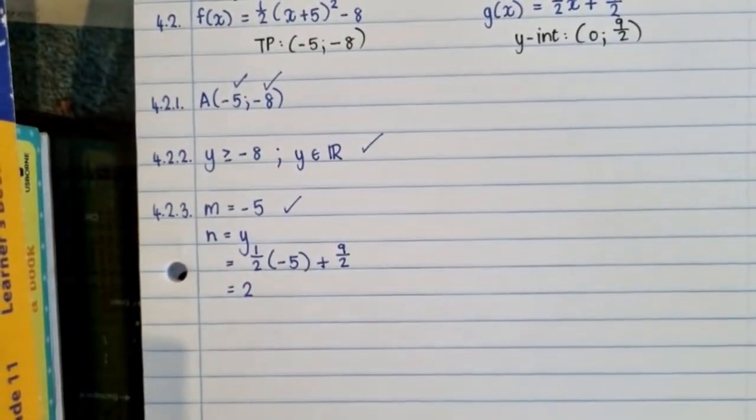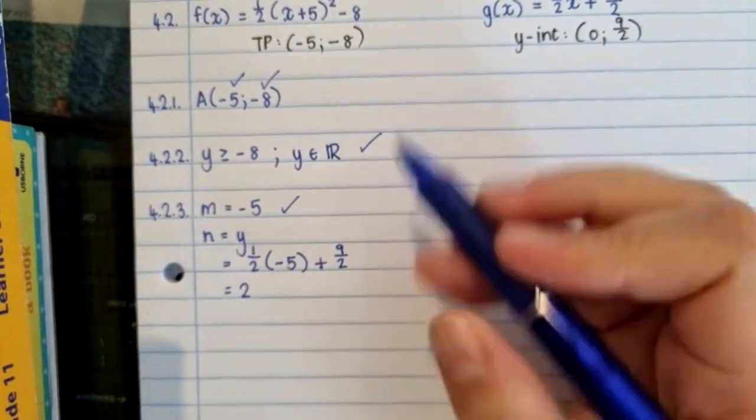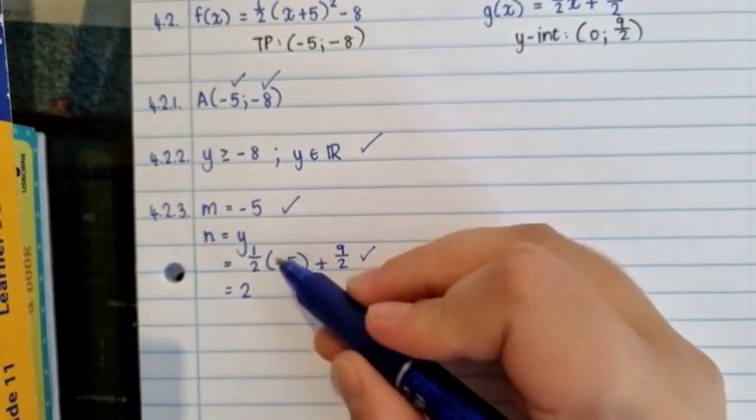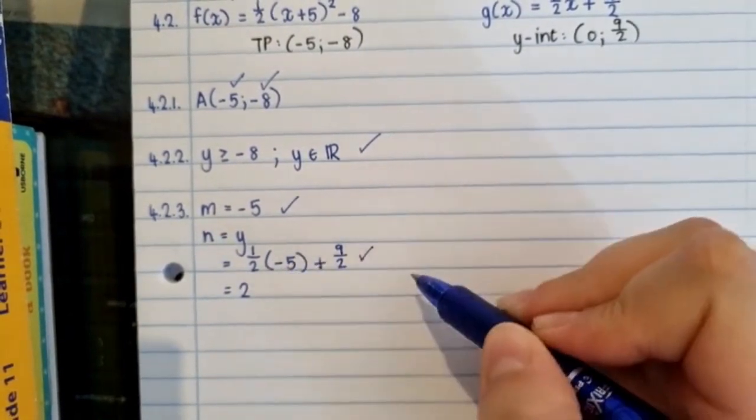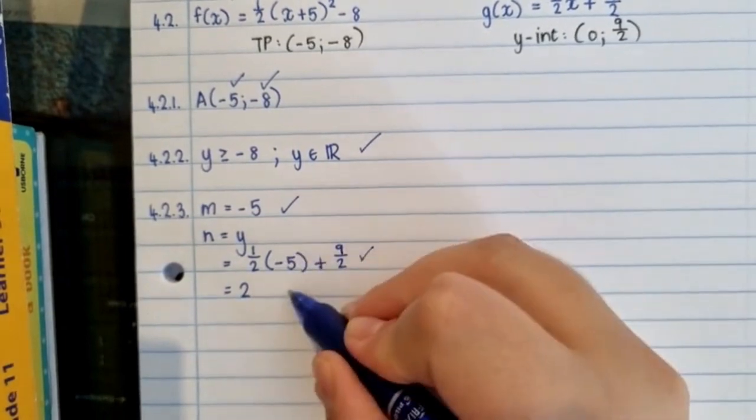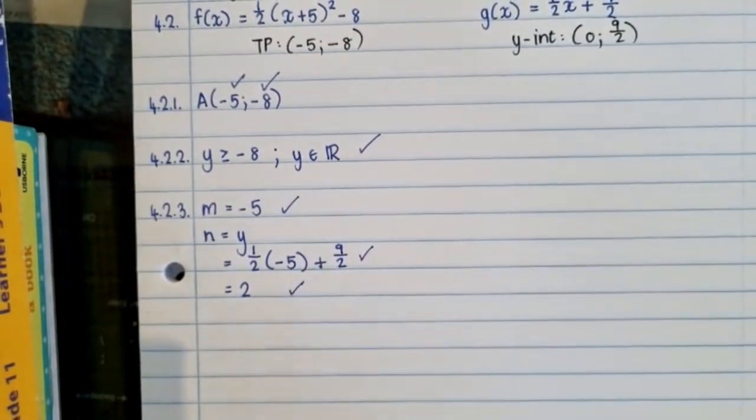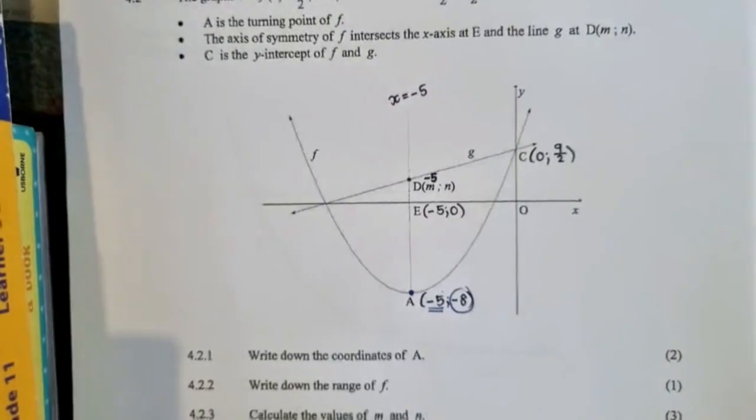It was a 3-mark question, so you would get 1 mark for m, then 1 mark for subbing the x value, your m value, essentially, into the correct equation, and then a mark for n equals 2. All right. Cool, now 4.2.4.